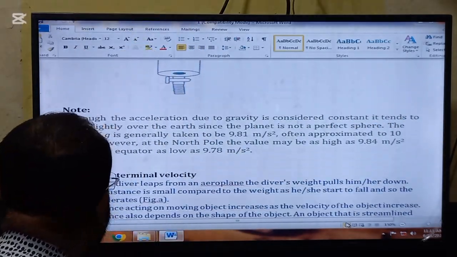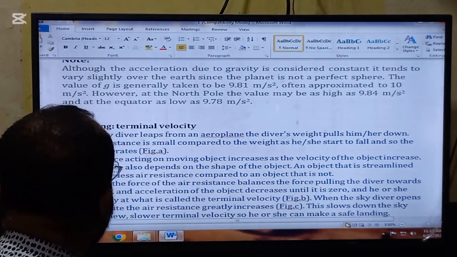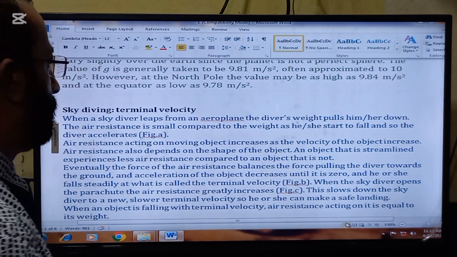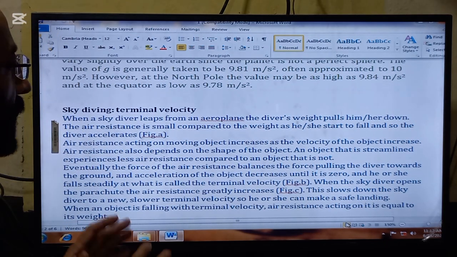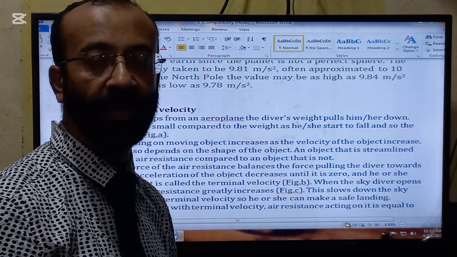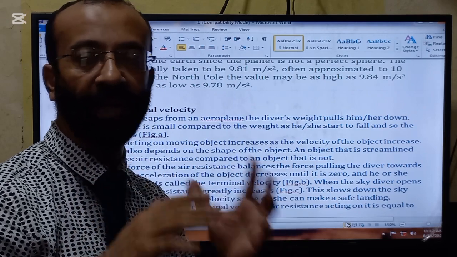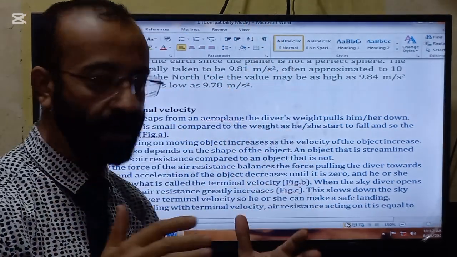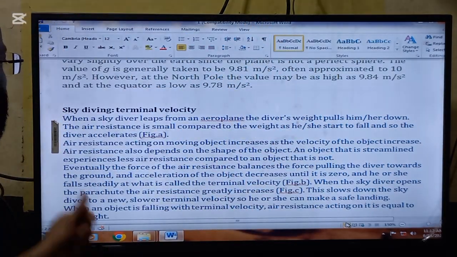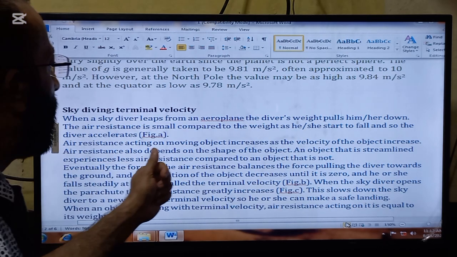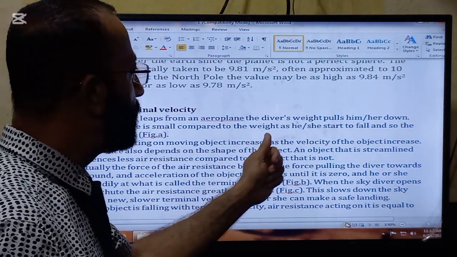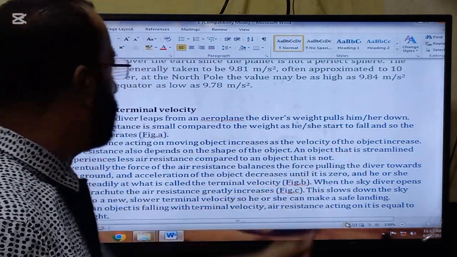Okay, the next topic is very important, skydiving, that is terminal velocity. So concentrate now. This is a technical topic where you have to understand the technicalities involved in terminal velocity. So look now, when a skydiver leaps from an aeroplane, the diver's weight pulls him or her down.